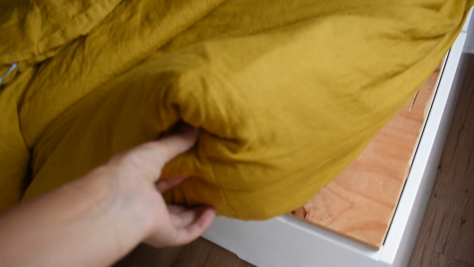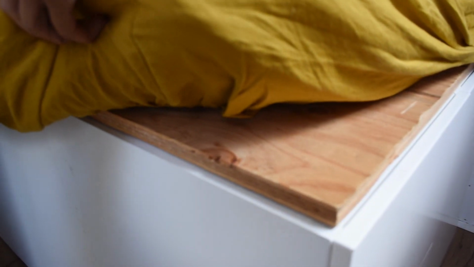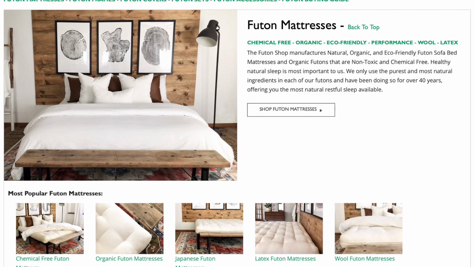And now let me tell you about our mattress. We have a futon. It's an organic, natural futon. We really wanted to make sure that we had something non-toxic to sleep on. And we also liked that this was not as high, so the boys can climb up easier. The mattress that it came with was really high and kind of hard to climb up onto.